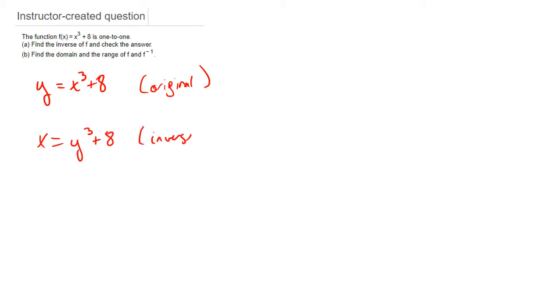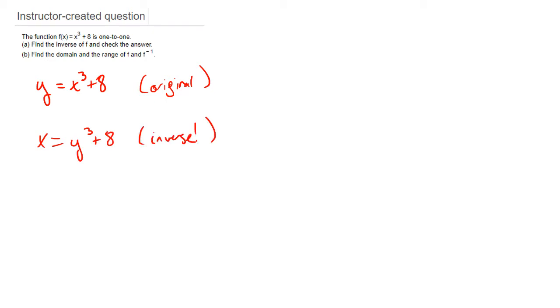So to find the inverse of a function, we start with y equals x cubed plus 8. This is the original function. The inverse merely swaps the role of x and y. Input and output get reversed. So instead of y equals x cubed plus 8, we'll have x equals y cubed plus 8. This will be the inverse.